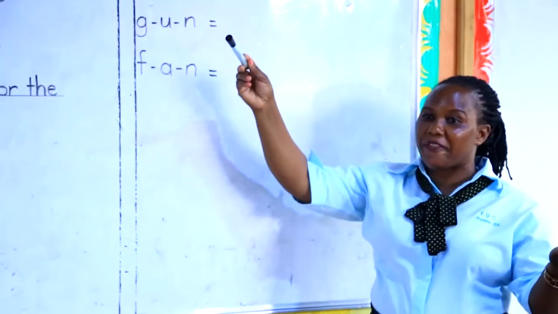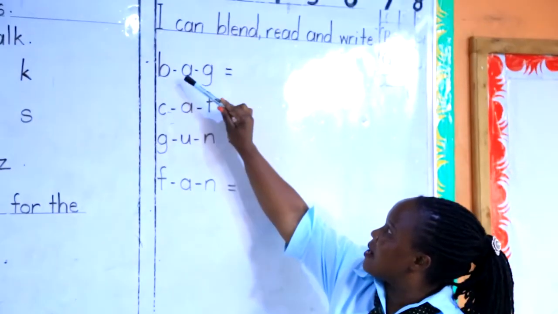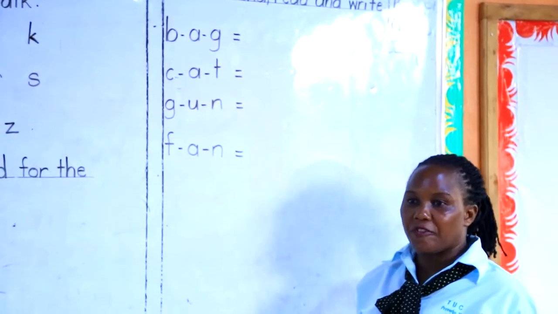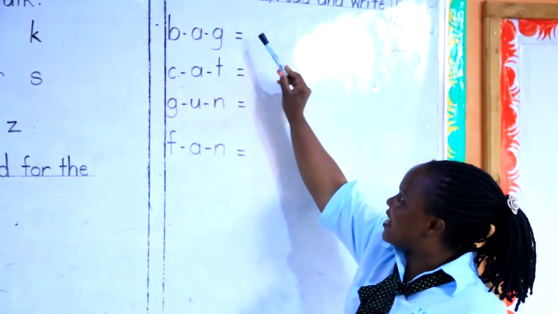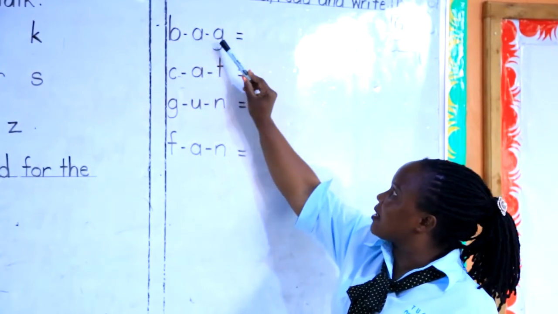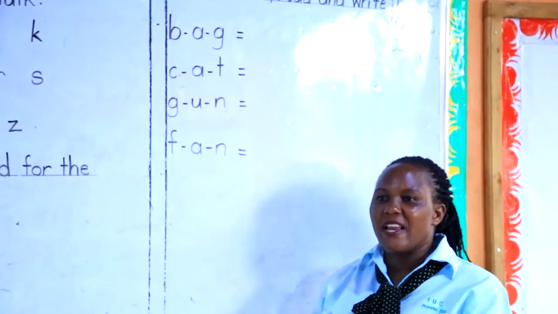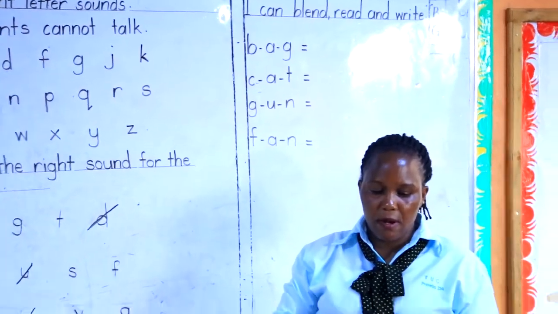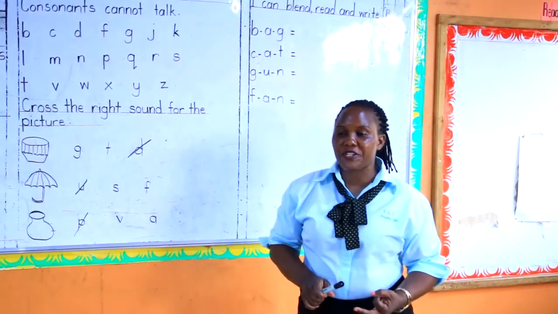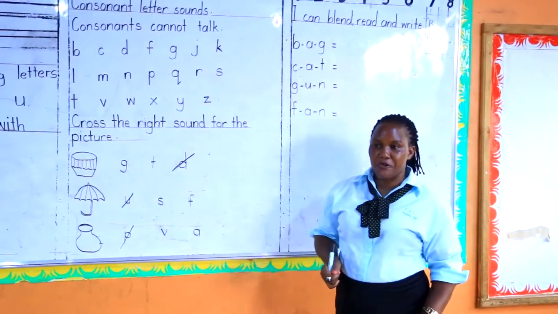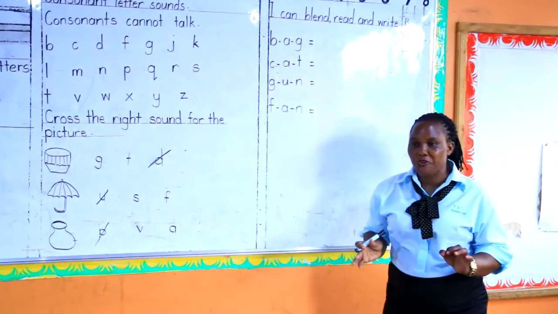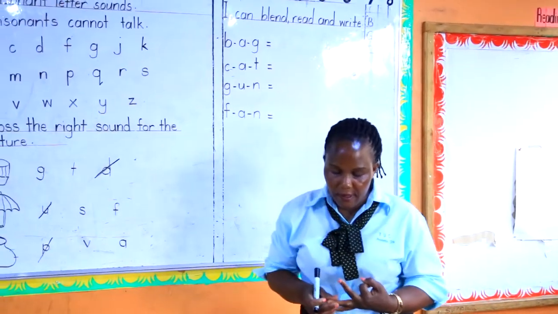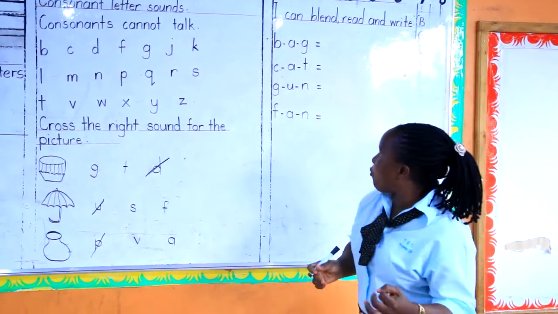Everybody, can you blend together? The word is bag. Again. The word is bag. Let's blend the word bag using our fingers. The word is bag. How many sounds are those? 3. Very good. Close your eyes and blend the word bag. The word is bag. Wonderful.